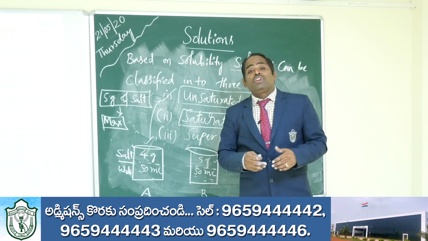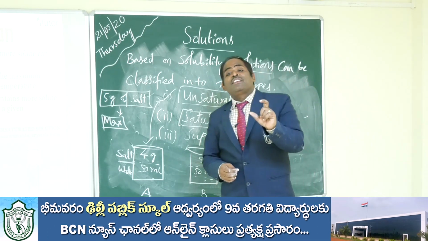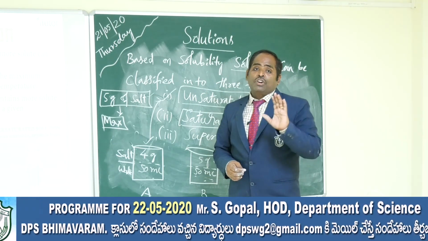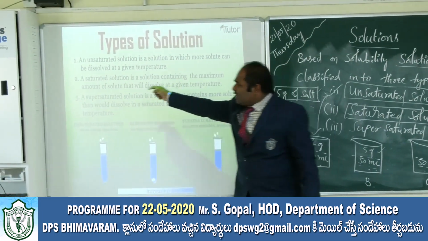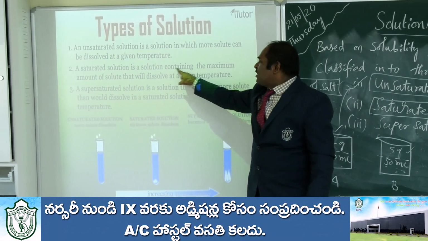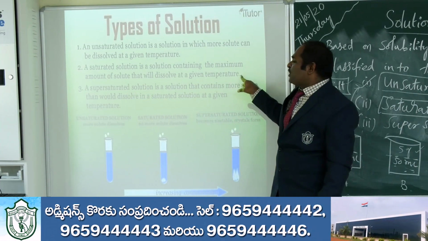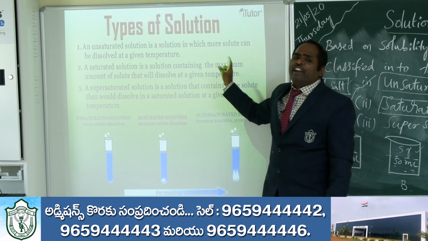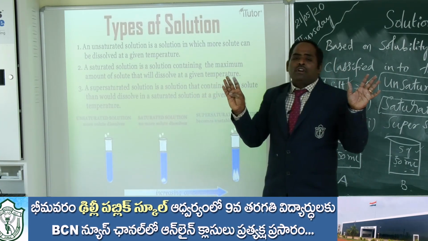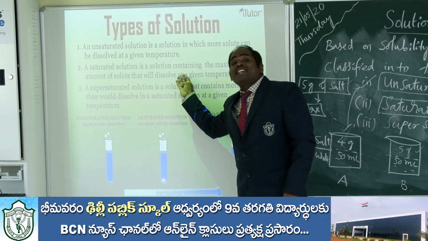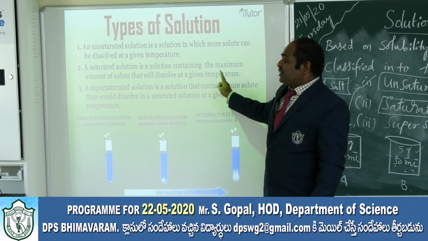But in examination, you cannot write the whole story. You have to write the definition. What is a saturated solution? No more solute can be added in the solvent at a given temperature is called a saturated solution. Here, see the second one. A saturated solution is a solution containing the maximum amount of solute that will dissolve at a given temperature. Here the maximum amount of solute means 5 grams. Already we have added 5 grams, so no more solute can be added. Already we have added the maximum. Okay, right? So that solution is called a saturated solution. Clear? You got it? Unsaturated solution, saturated solution.